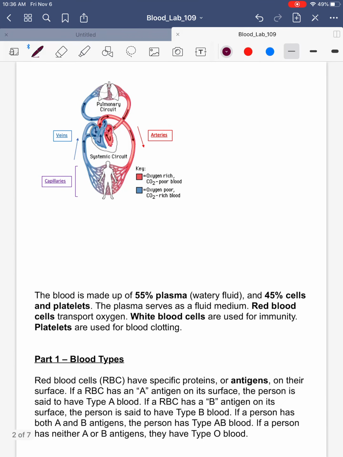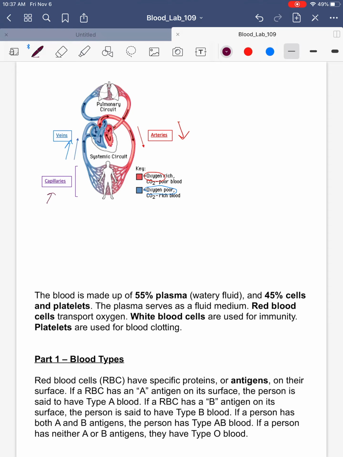That same picture is right here, my friends. Remember, arteries are carrying blood away from the heart, and that blood does contain oxygen. Veins are carrying blood towards the heart, and that venous blood does not contain oxygen. In between them is the capillaries, and this is where exchange takes place.